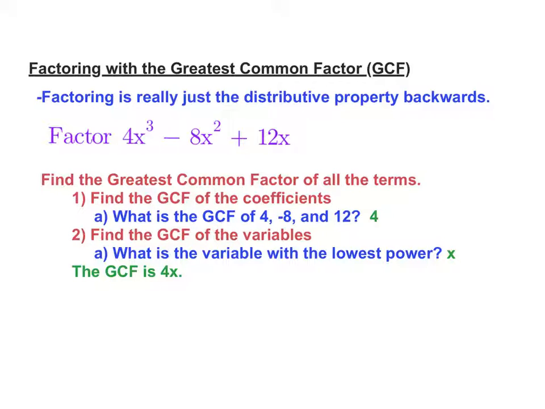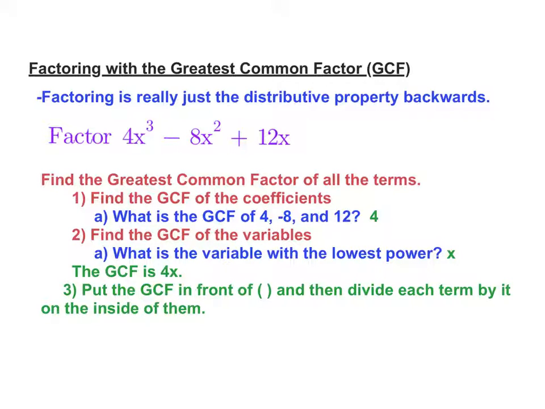And if you wanted to, you could break the variables down with a factor tree like I did before and have x times x times x, x times x, and then an x, and you'd see, oh, they only have one x in common. It's always the lowest power on the variable. Okay? So then here's the next part. Once you find the greatest common factor, remember that we're undoing the distributive property. So this is the number that would go out in front of the parentheses to make it look like a distributive property problem again.